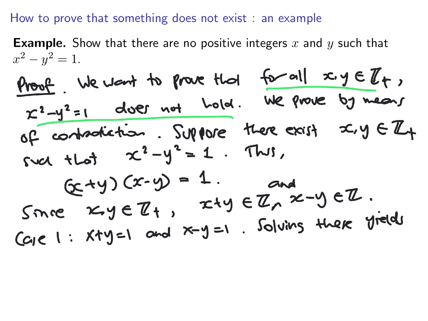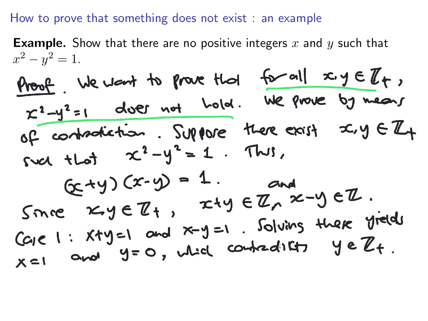If we solve these equations, what do we get? We get that x is equal to 1 and y is equal to 0, which is a contradiction, right? Why? y cannot be 0, because we assumed that both x and y are positive integers. It contradicts y being a positive integer. So that cannot hold.